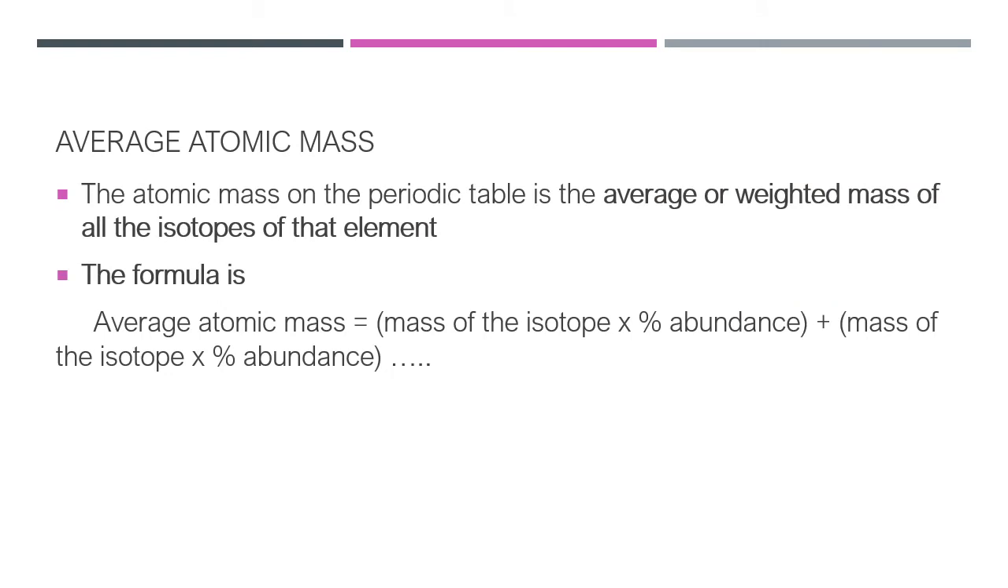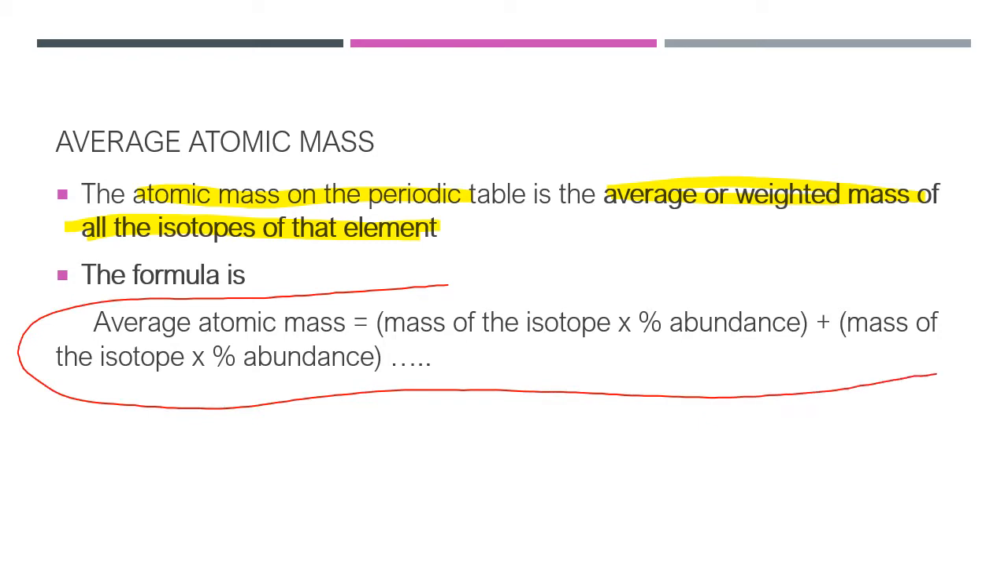The average atomic mass is the mass on the periodic table, and that is an average or a weighted mass of all of the isotopes of that element. You learned this in 10th grade. Doesn't mean you remember it, but we did learn this. And the formula is average atomic mass equals mass of the isotope times its percent abundance plus mass of the next isotope times its percent abundance for however many isotopes there are.